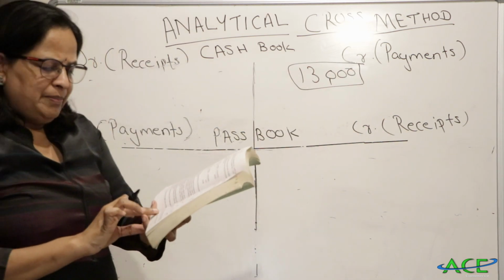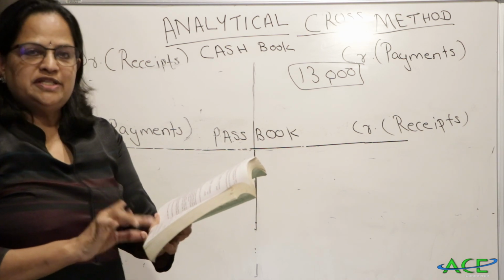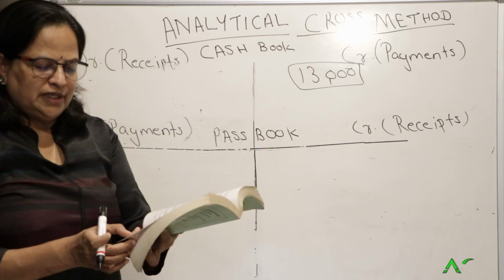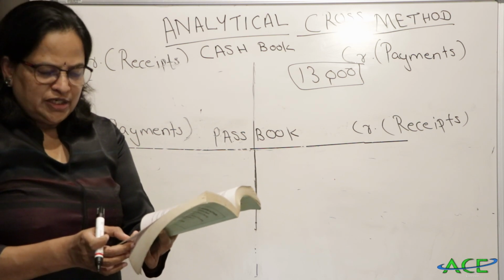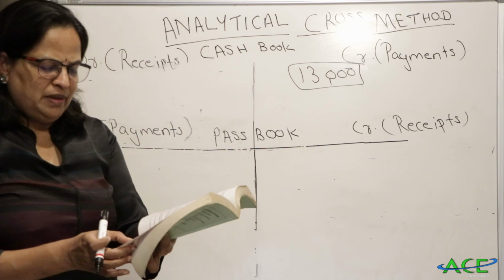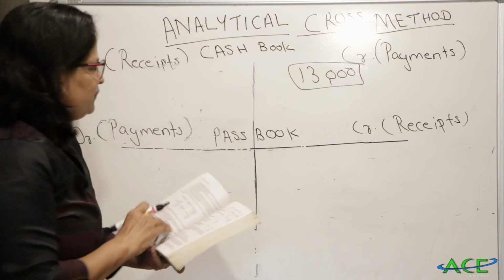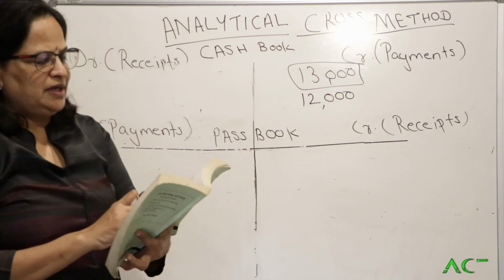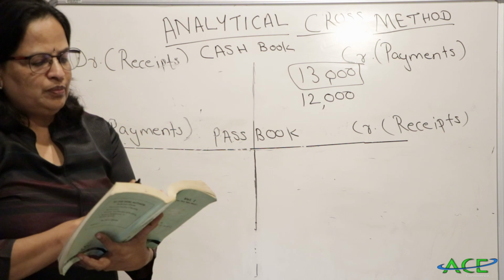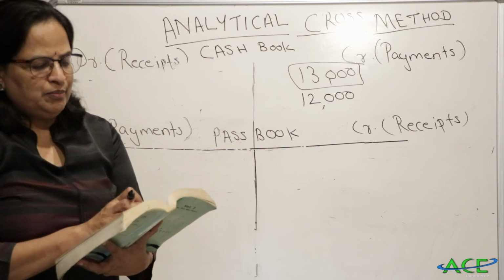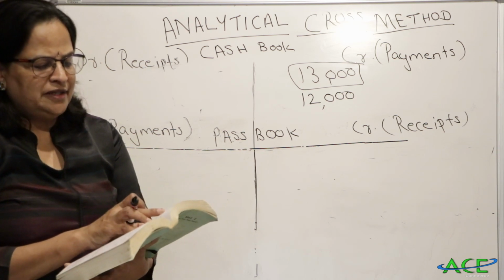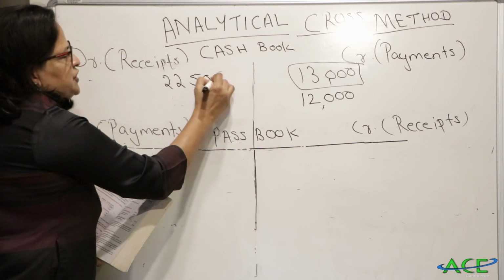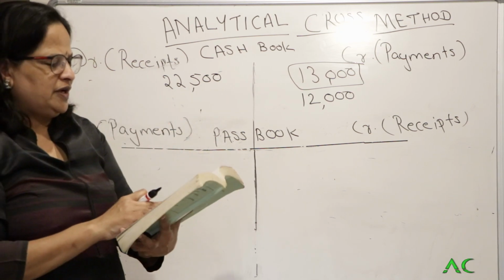Now, on comparing with the passbook, the following discrepancies were found. Checks for rupees 12,000 were issued before 31/5/2020 but have not been presented for payment. Checks issued 12,000, so here it will come, 12,000. Next, checks received for rupees 22,500 were deposited in the bank but were not credited in the passbook. 22,500. Check received is cash received, so it will come here, 22,500.